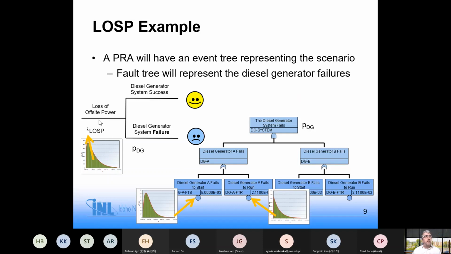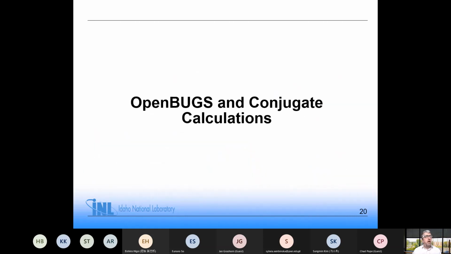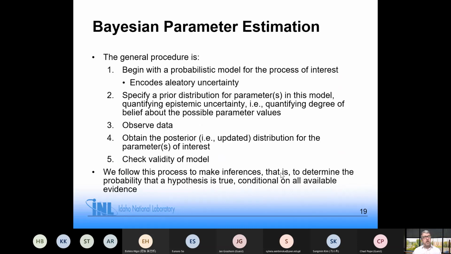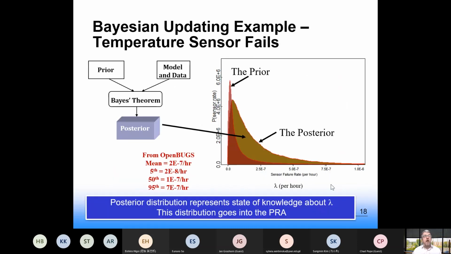So in our loss of offsite power model, the green curve that I talked about, I'm going to get a distribution on the frequency of offsite power loss. The diesel generator A fails to start, the diesel generator A fails to run. I'm going to get the green curves using the process described here. So my green curves for my loss of offsite power are sort of the equivalent of the brown curve here for my temperature sensor. And it's just a failure rate in this case, and it says we don't know the failure rate exactly. There's some uncertainty about that.